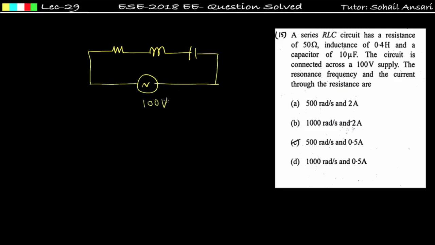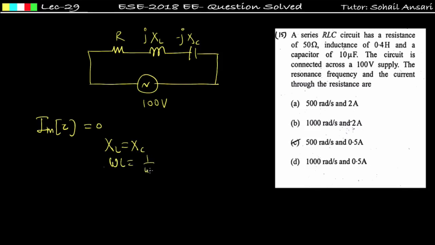This is 100 volt. This is the value of R. Let us say the inductive reactance is XL and capacitive reactance is XC. It will be jXL, it will be minus jXC. So at resonance frequency, we have to put the imaginary part of Z equal to 0. We have discussed all these concepts at resonance. So XL is equal to XC, that means omega L is equal to 1 upon omega C.